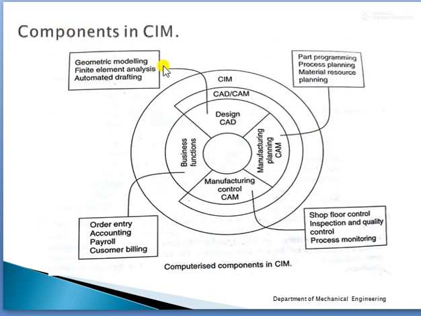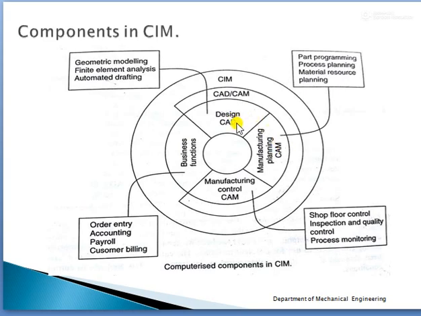Next we will see the components in CIM. In components of CIM we have design, that is computer aided design, and we are going to have manufacturing control, CAM. CAM means computer aided manufacturing. We have business functions. We are going to have manufacturing planning of computer aided manufacturing.